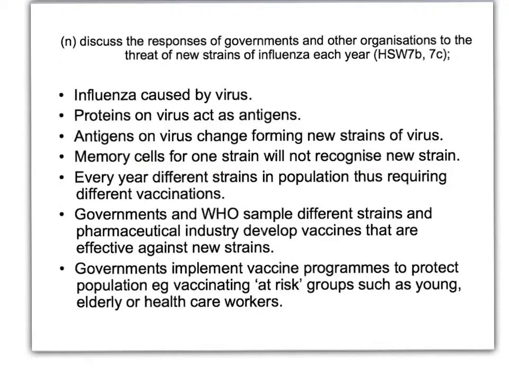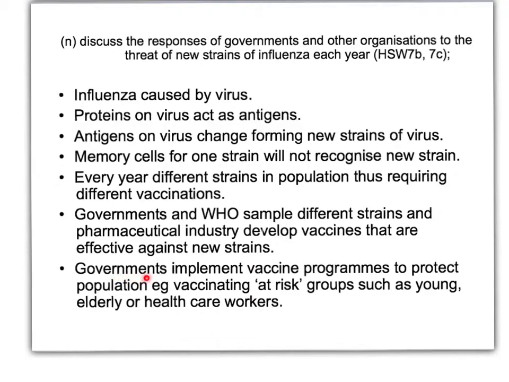So with influenza, every year different strains in the population thus require different vaccinations, and this is quite difficult to manage. So government health organisations plus the World Health Organization sample different strains in populations, and then the pharmaceutical industry develops new vaccines that are effective against new strains, which is a big industry in itself.